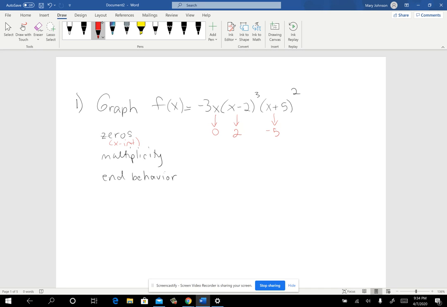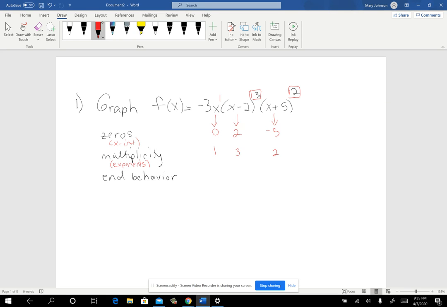Okay, the multiplicity really depends on the exponents on the factors. The exponent on the negative 5 is 2, so negative 5 is multiplicity 2. The x minus 2 factor has an exponent of 3, so it's multiplicity 3. And this one has an understood 1, so it's multiplicity 1. And the multiplicity really tells you what the behavior of the function is going to be at those zeros.